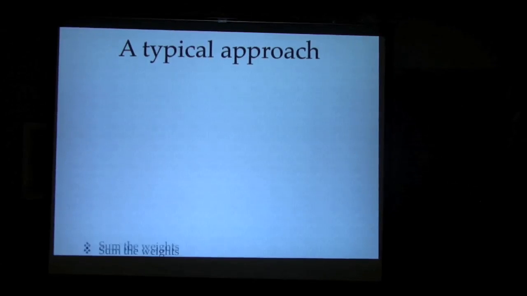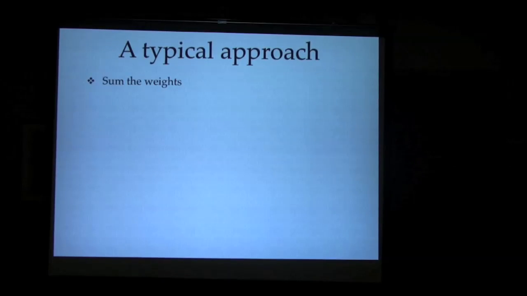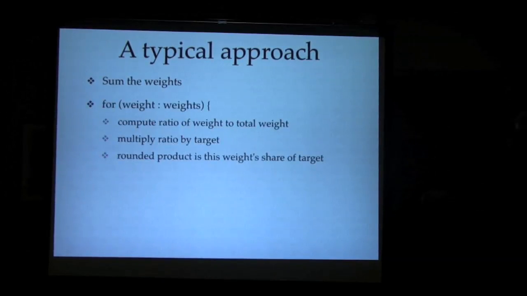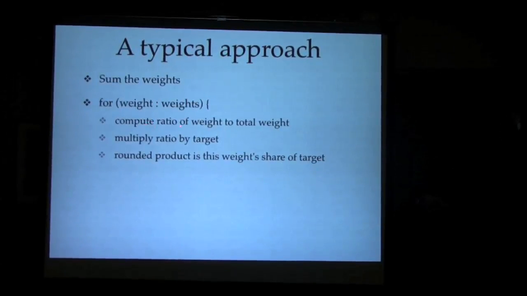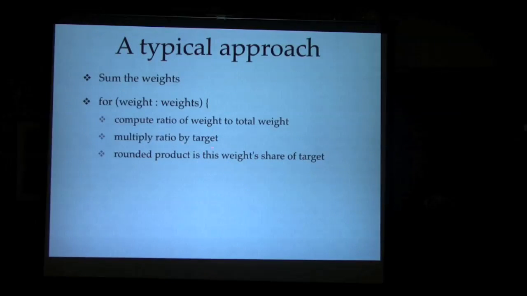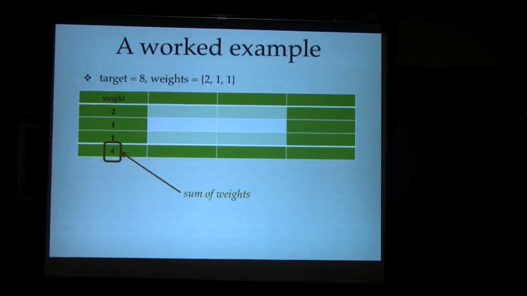So a typical approach for this sort of thing that you see all over the place is: sum the weights, then for each weight in the set of weights, compute the ratio of that one to the total, and multiply the ratio by the target. The rounded product is this weight's share. So, okay, yeah, the end. We've all seen that one before.